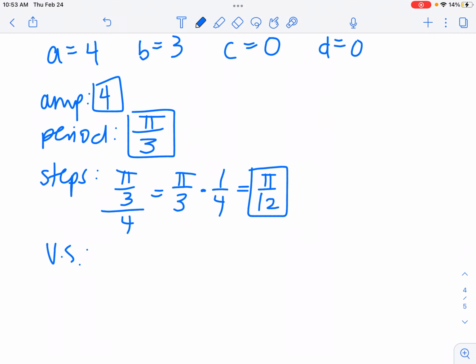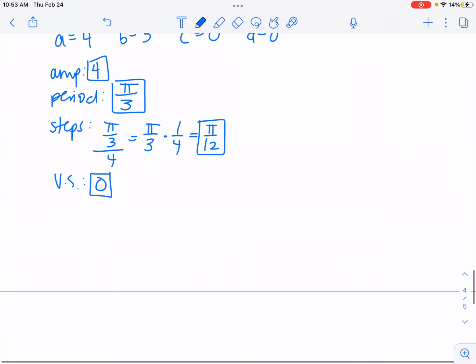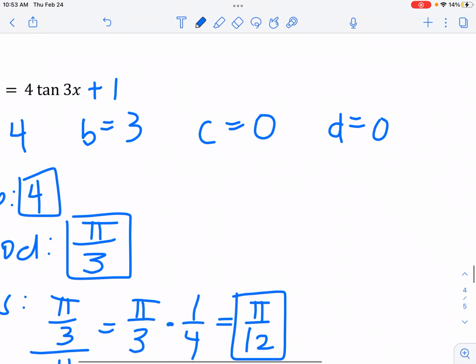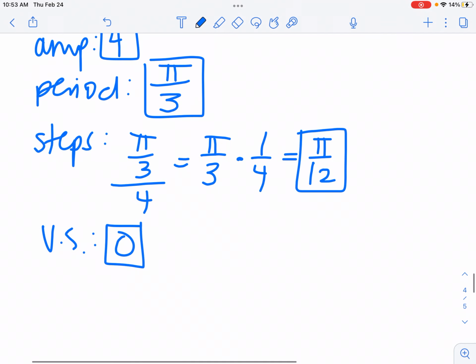And vertical shift, 0. Did I not include a vertical shift? Let's do a vertical shift. Let's make it a +1. Okay, this is going to be interesting. So my D is now 1. So my vertical shift is now 1. Let's see what's happening now.